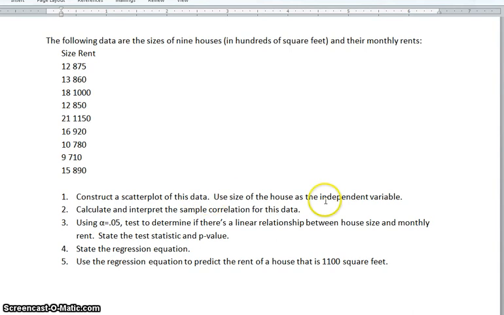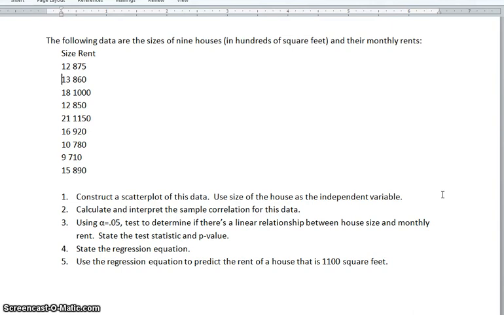So they want us to construct a scatter plot using the size of the house as the independent variable. It makes sense that that would be our independent, since you wouldn't necessarily want to predict the other way. You'd want the size to predict the rent, not the other way around.